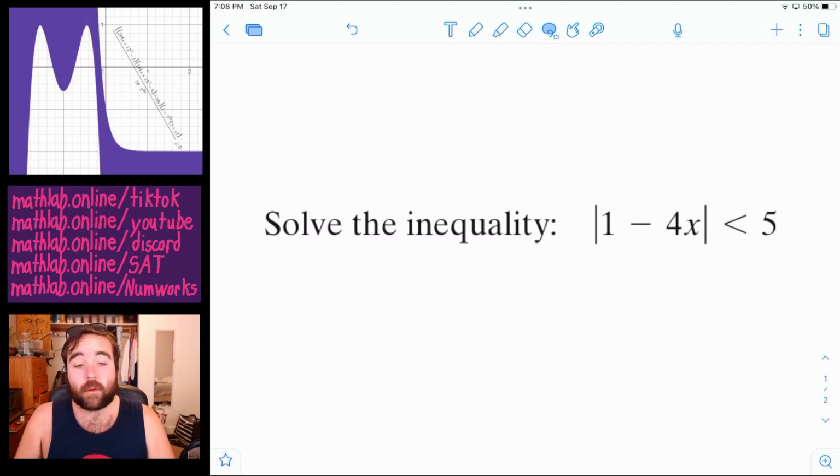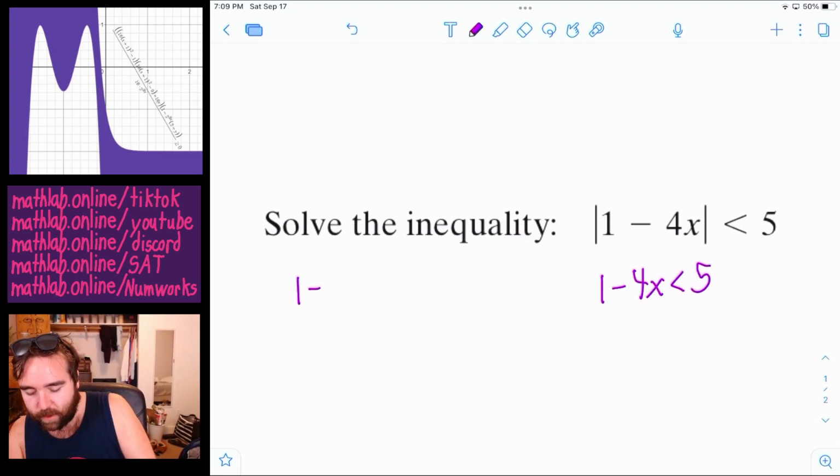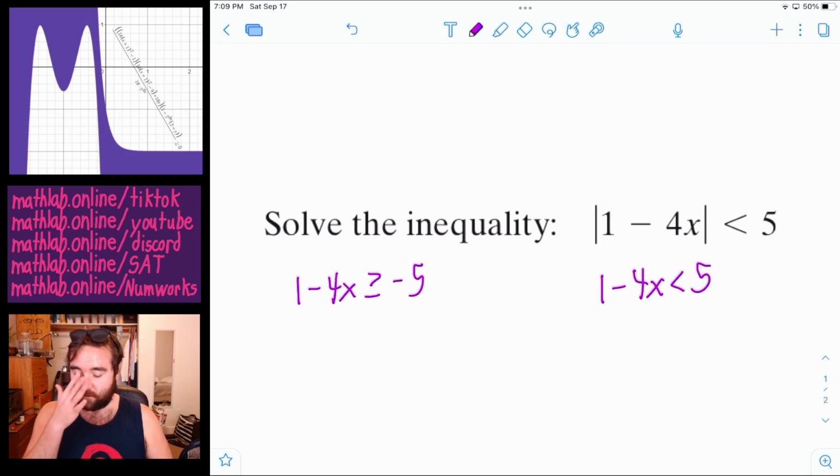So here we've got another inequality: the absolute value of 1 minus 4x is less than 5. Just like before, the first thing we have to do is split it up into its two different equations: 1 minus 4x is less than positive 5, or 1 minus 4x is greater than or equal to negative 5. And then we can just solve both of those out.